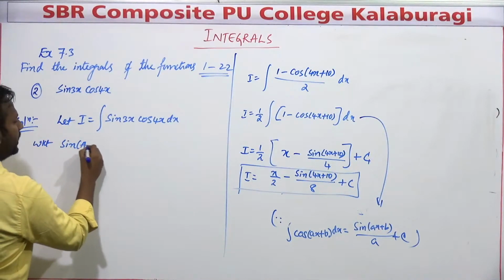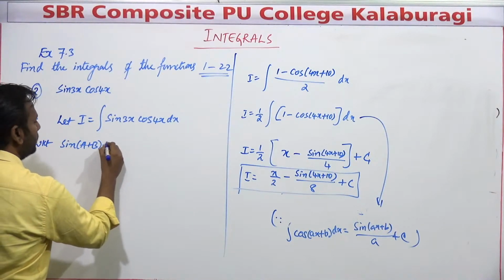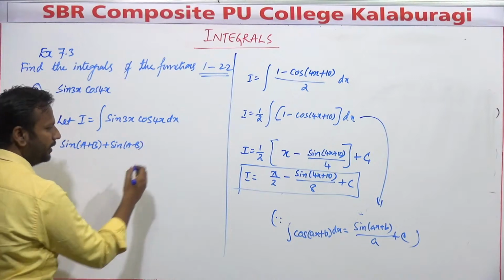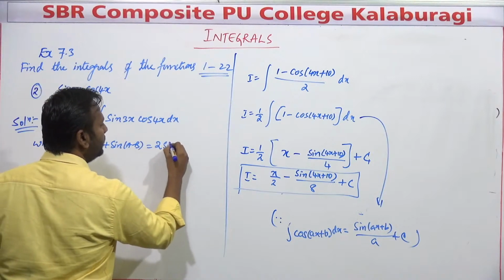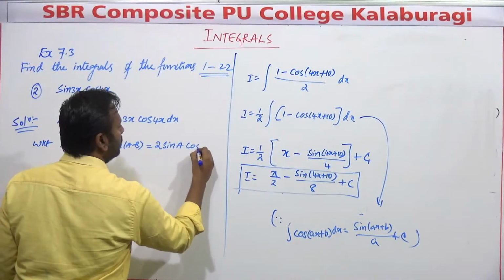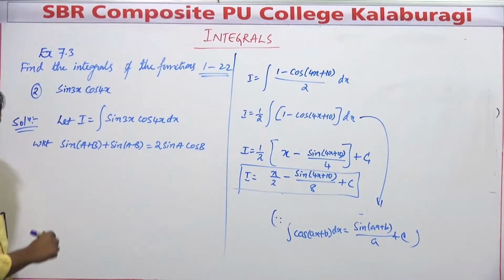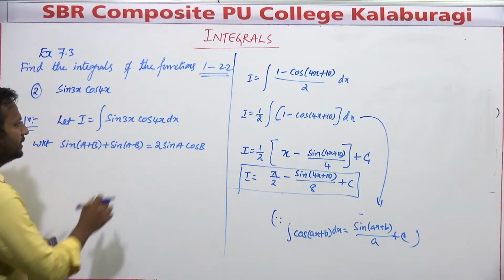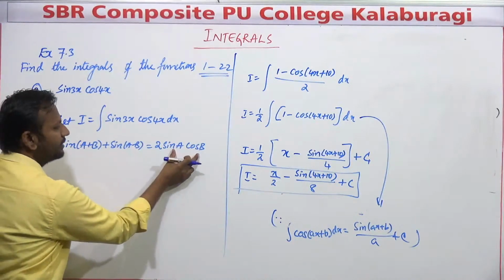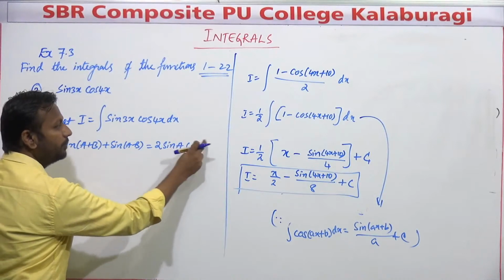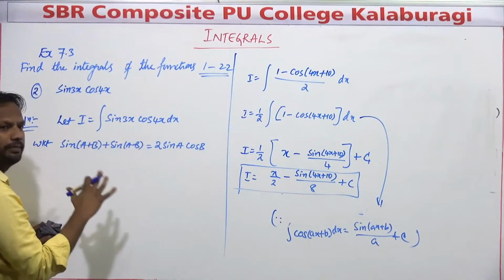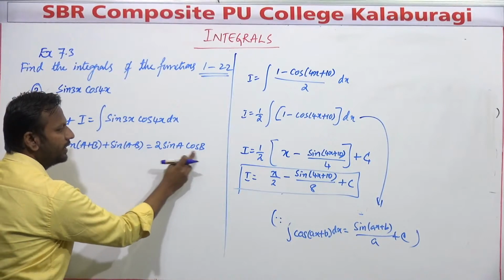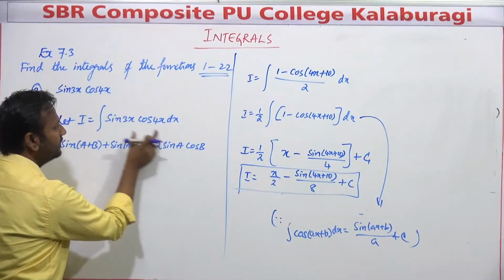Sin of a plus b plus sin of a minus b is what? 2 sin a cos b. Do you know this one? Sin of a plus b plus sin of a minus b is 2 sin a cos b. See the integrand, it looks like the same thing, sin a cos b. Here a and b may not be the same, but it is in this format.